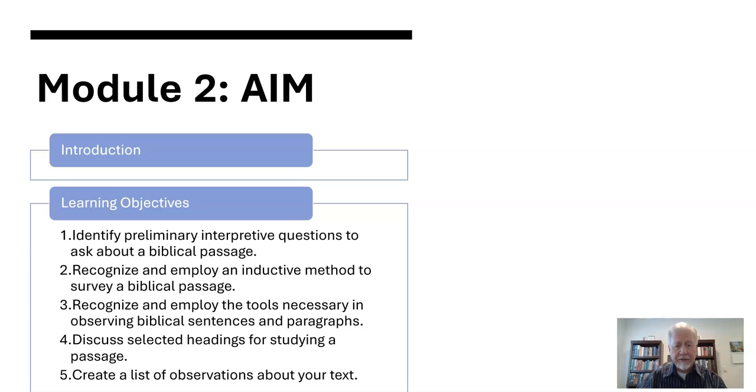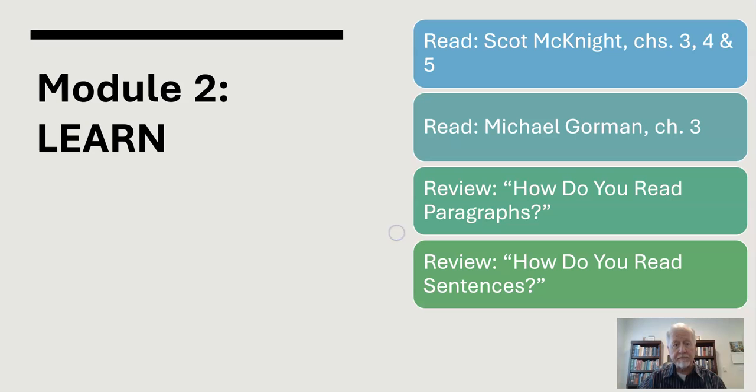Number 3, to recognize and employ the tools necessary in observing biblical sentences and paragraphs. Number 4, to discuss selected headings for studying a passage. And that's really an outlining kind of a process that is very, very important and very helpful when it comes to interpreting passages of Scripture. And number 5, to create a list of observations about your text so that you can begin to ask the questions that will be necessary for you to pursue when it comes to your exegesis of your chosen passage.